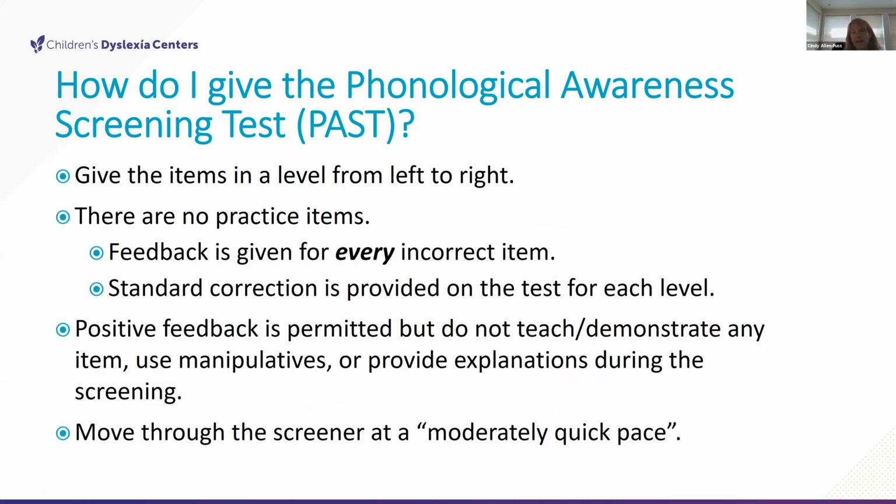You're going to give the items from left to right, just like you would read. There are no practice items. However, you can give feedback for every incorrect item, and there is standard correction provided on the test at each level. You are permitted to give positive feedback or positive reinforcement. You can encourage the child. Just be careful. Don't teach or demonstrate any item. Don't use manipulatives. Don't use Elkonin boxes, paper clips or chips or anything like that. Don't provide an explanation during the screening, such as you're going to take away the first sound in these words.